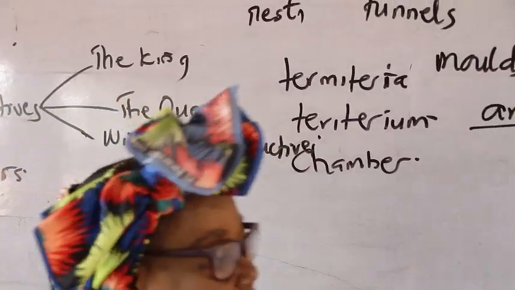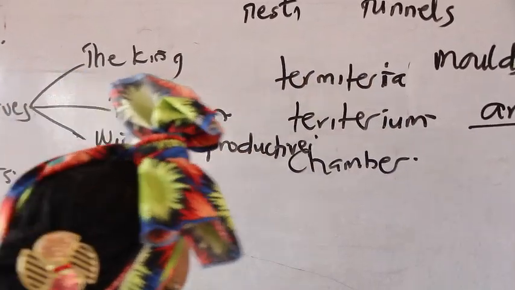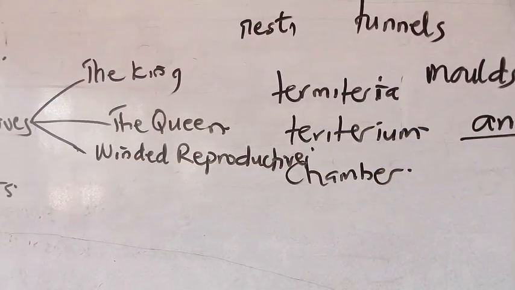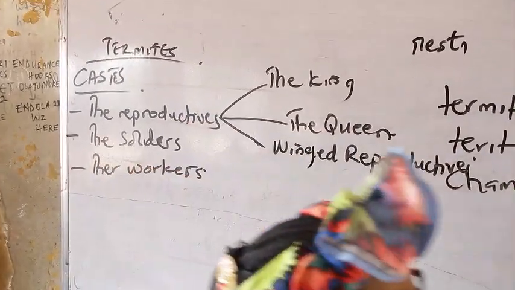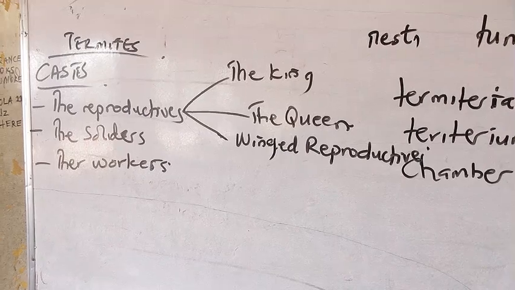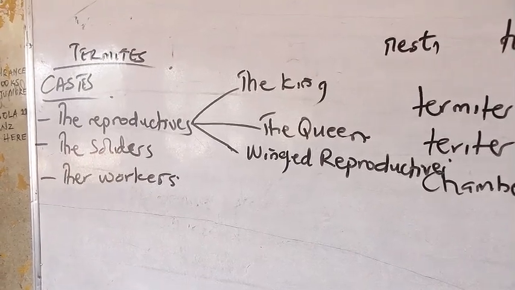Under the reproductives, we have the king, the queen, and the winged reproductive. Let's start from the king.